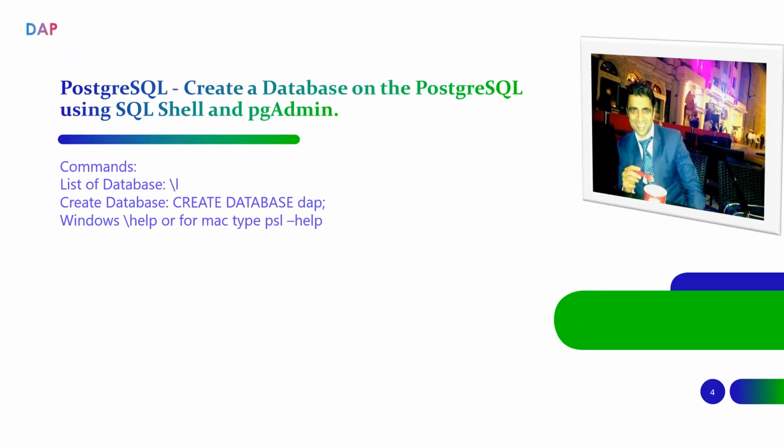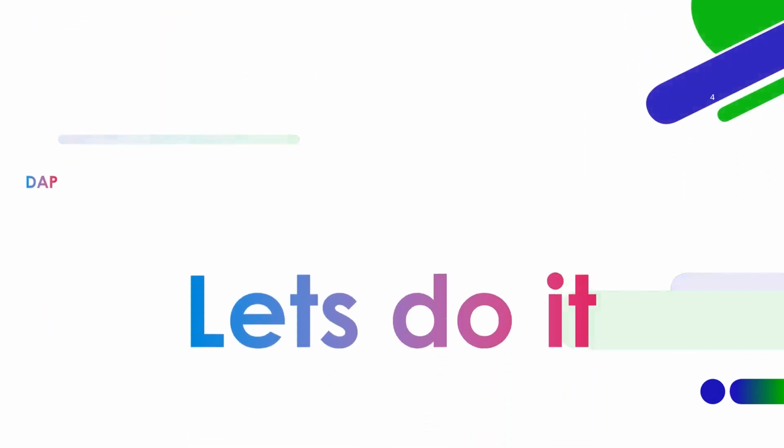Well, I'm going to use a simple command. After I connect with the database, I'm going to show you the list of databases. Then I'm going to create a database which will be named as DAP, and then I'll show you some help, and you'll see the commands which are available. There's a little bit of difference for help in Windows, and for Mac users they have to write psql hyphen help. Okay, so let's do it.